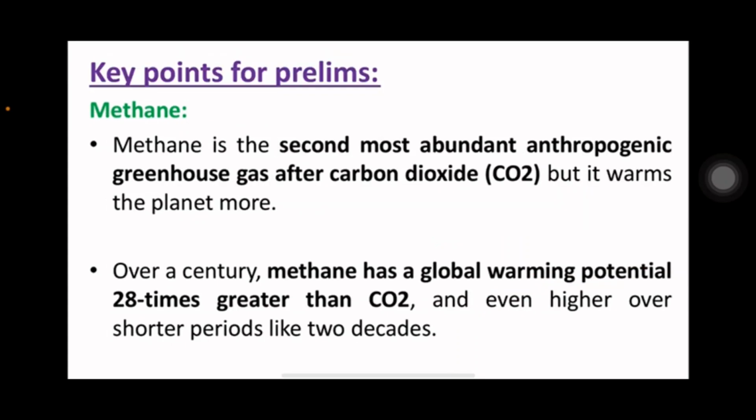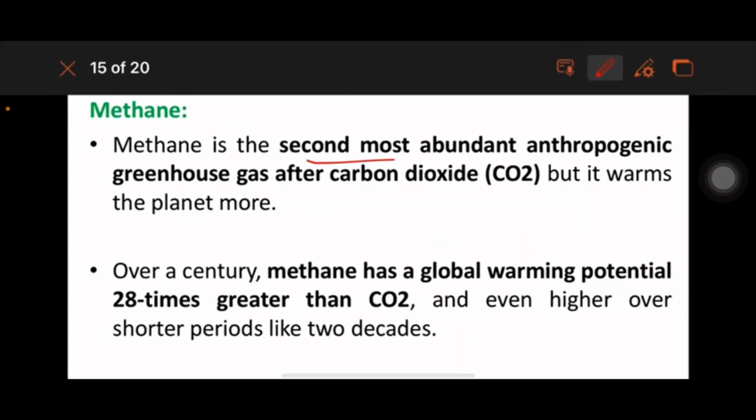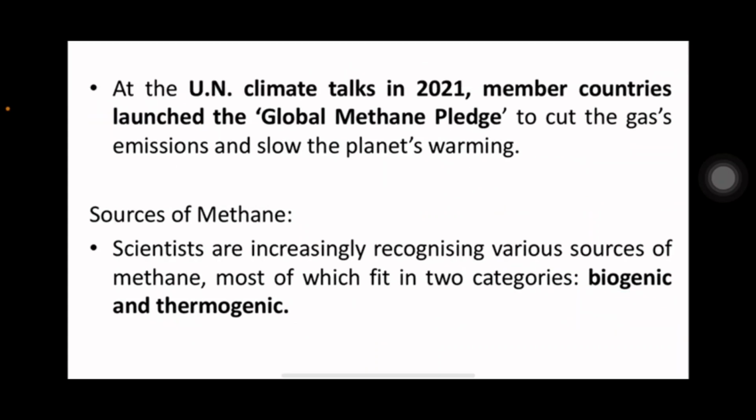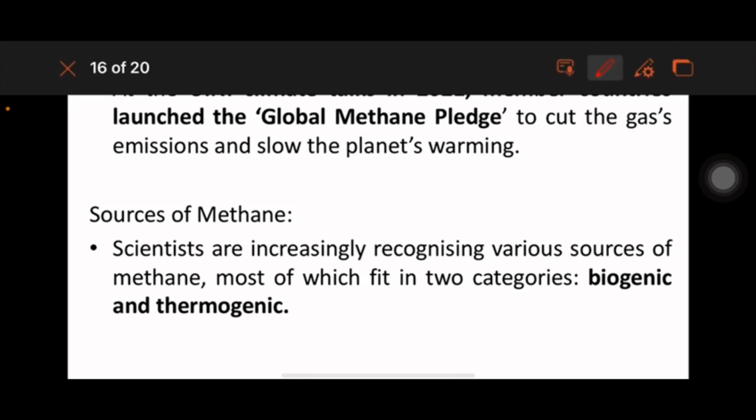Methane is the second most abundant anthropogenic greenhouse gas after CO2. Over a century, methane has a global warming potential 28 times greater than CO2, and even higher over shorter periods. At the UN climate talks in 2021, member countries launched the Global Methane Pledge.